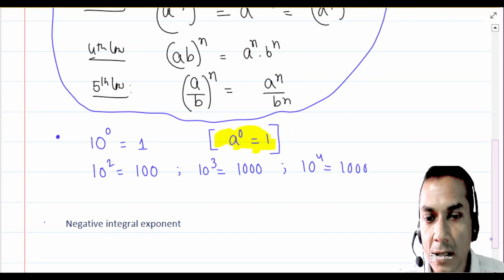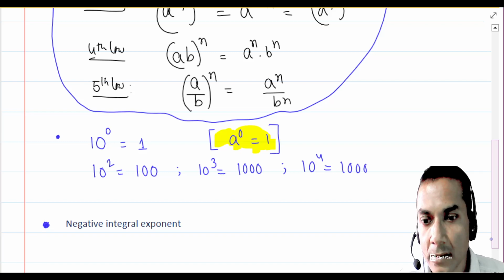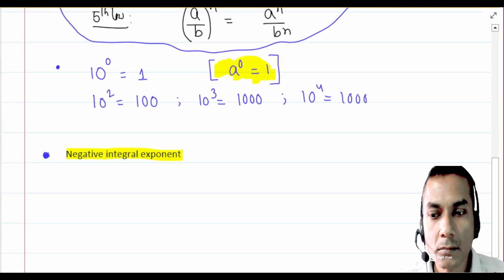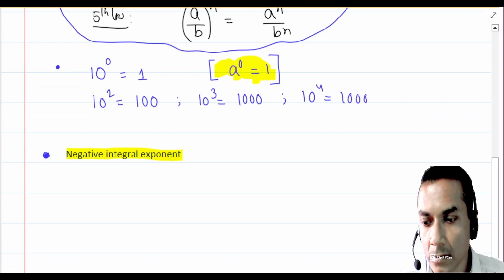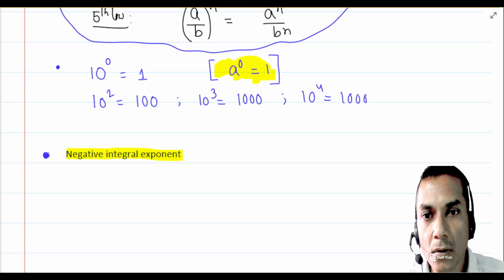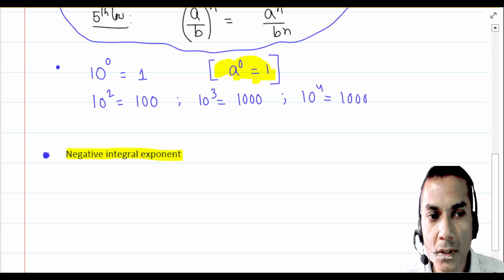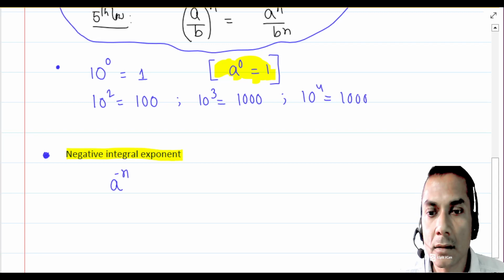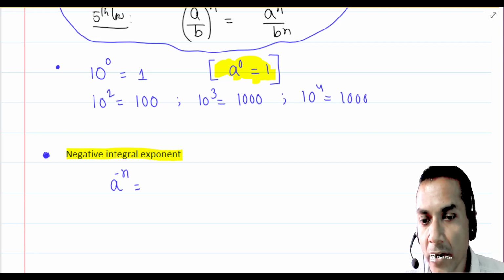Next we learn about the negative integral exponent. What does that mean? Negative integral exponent. We learn this. So for example, for the general value, if I consider a to the power minus n, so what value do we get?